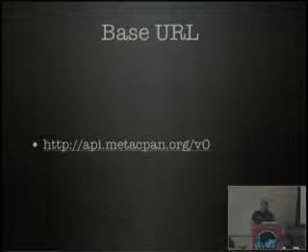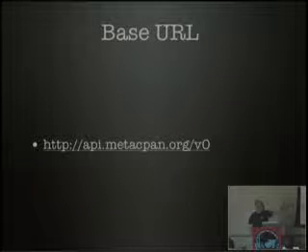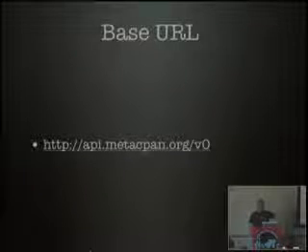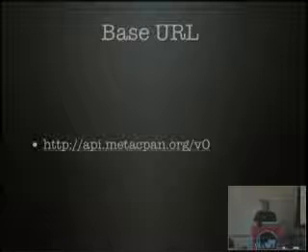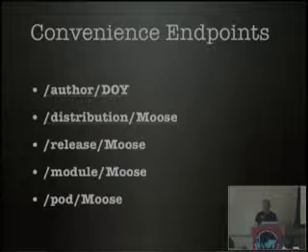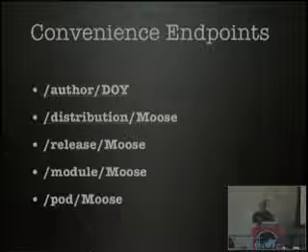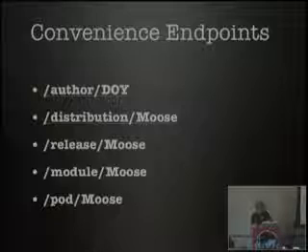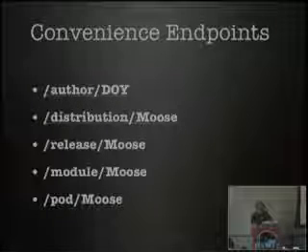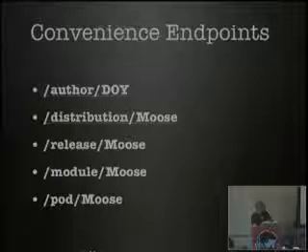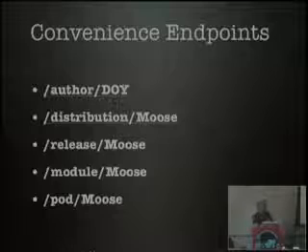Now, if you actually just want to hit the API directly, this will be the URL that you use. We've got versioning in place. It does not do anything right now, but at some point it probably will, so you may just want to protect yourself and put in a version number in there. Now, what we've created are these convenience endpoints that make it really easy to get things out of the API. So if you want to get DOI's author information, just go to that base URL, add author/DOI, and then you'll get what you need.